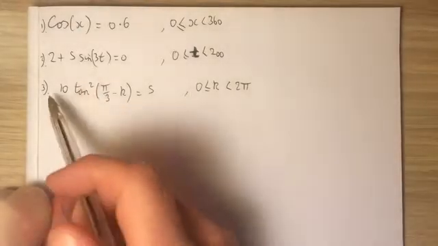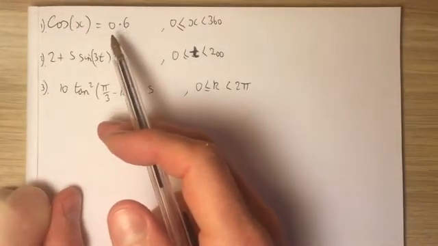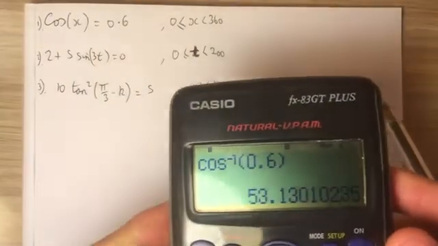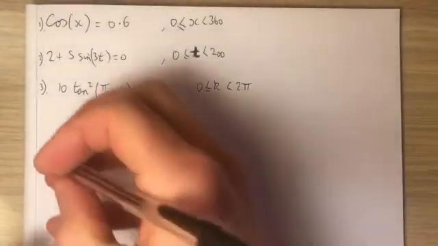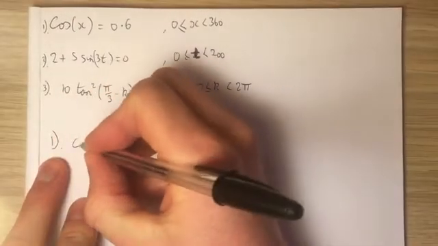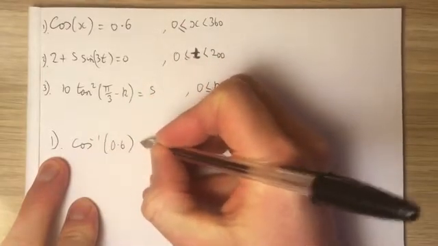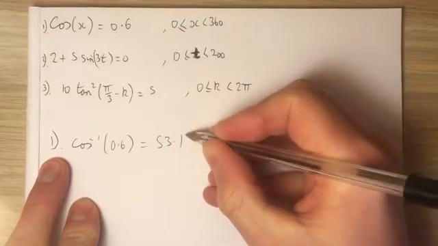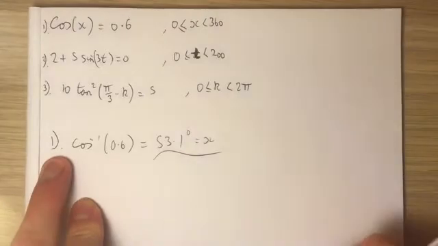Right, start with a fairly easy one. Cos x equals 0.6. So you find a calculator, you type in cos inverse of 0.6, and you find out it's 53.13 degrees or something like this. So let's look at number one. You do cos inverse of 0.6, and you get something like 53.1 degrees equals x. Done.